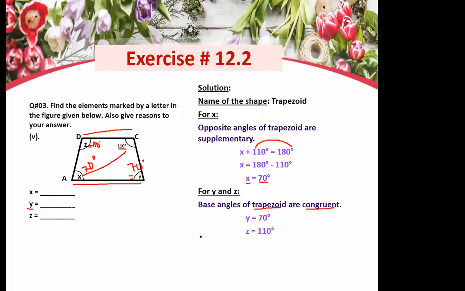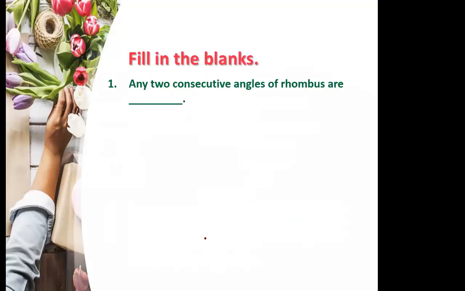Now we are moving to the question answer session. Fill in the blanks. Any two consecutive angles of a rhombus are dash. Write down the answer.